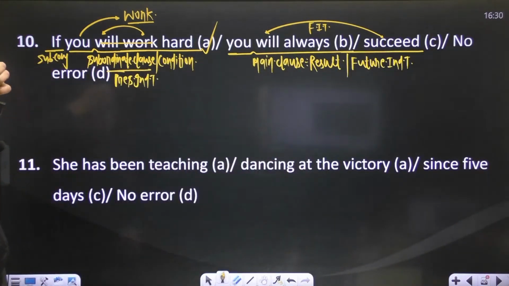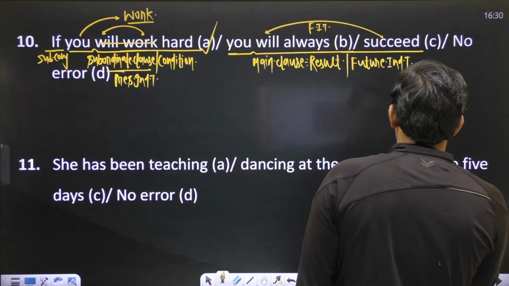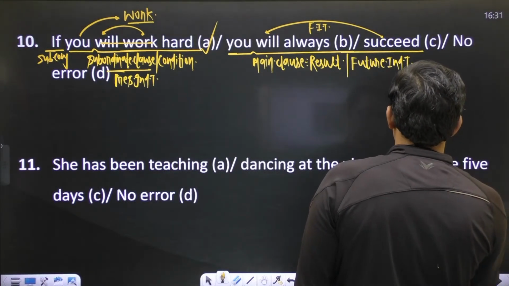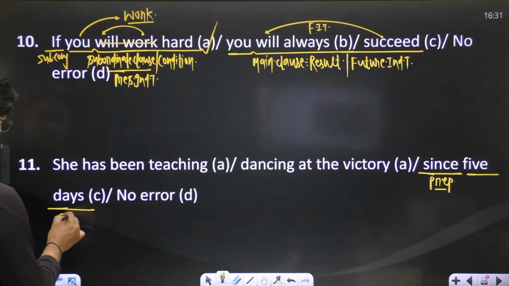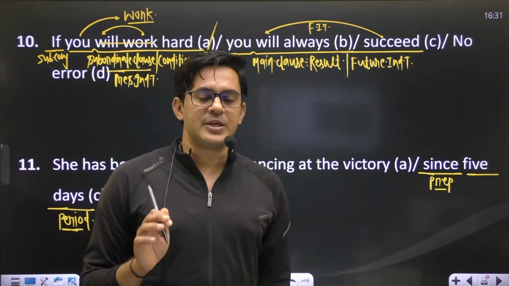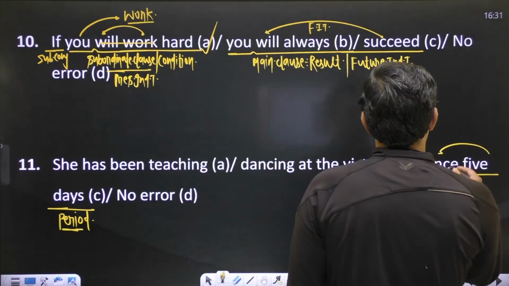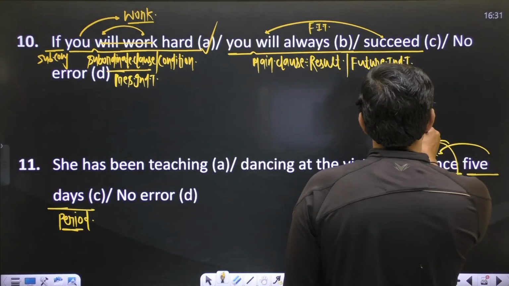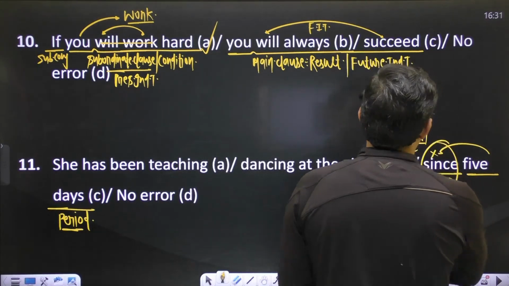So that's why. Okay, she has been teaching dancing at the Victory since 5 days. Okay, you know this word since is a preposition of point. And this word 5 days denotes a period, right? So before the word of period, or before the time of period, we don't use the preposition since. It denotes a point, and we have a preposition of period, and that is for. So replace since with for.